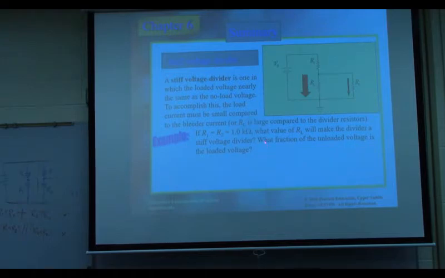Now you do this one. Calculate this one. If R1, R2 equal 1K, what value of RL will make this a stiff voltage divider? So what is RL? 10K, right? 10 times. Maybe in the textbook. So it will be 10K. Now, this is the interesting part. You need to calculate: what fraction of the unloaded voltage is the loaded voltage?